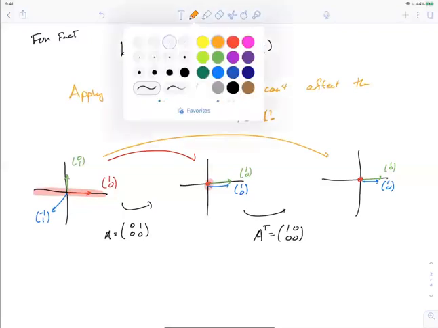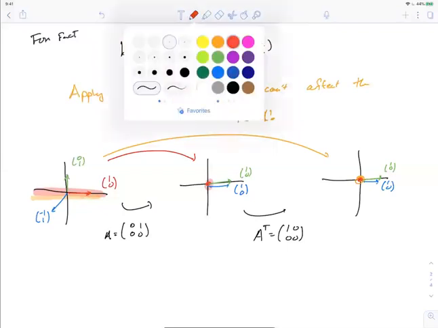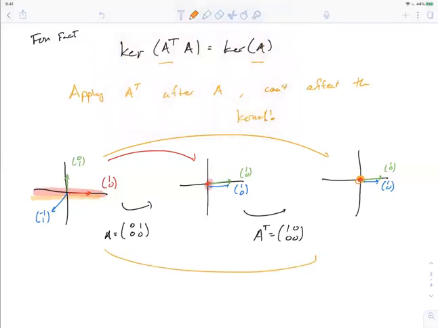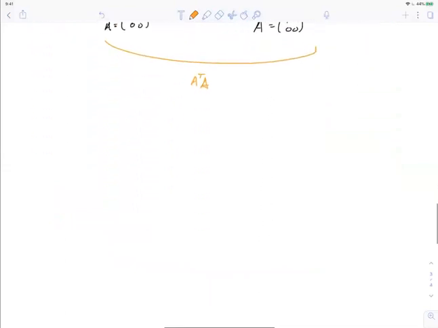It's going to be the same, you get the same result, and that means the kernel doesn't grow. The kernel is the same for A as it is for the total process, and that total process, keep in mind, is A transpose times A. So this is a geometric picture showing that the kernel doesn't grow after applying A transpose after applying A. And why is this true?